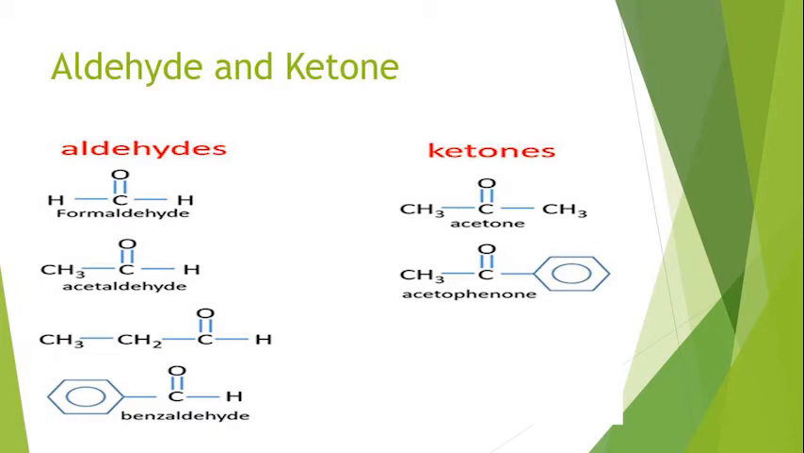In second example, 2 valencies of carbonyl group are satisfied by hydrogen atom and other by carbon atom, which is called acetaldehyde. In third example, you can see that 2 valencies of carbonyl group are satisfied by 1 hydrogen atom and the other by alkyl group, which is called ethyl.